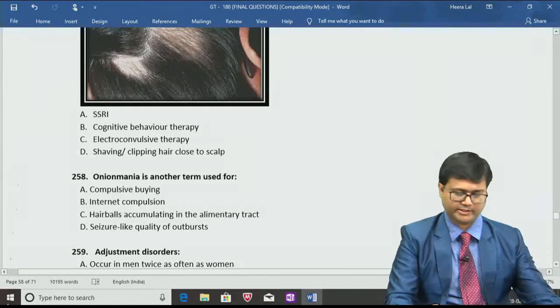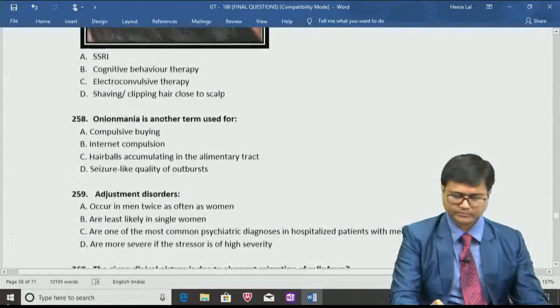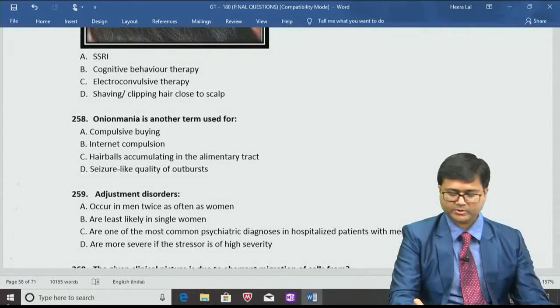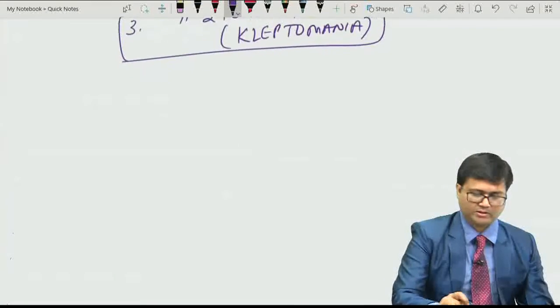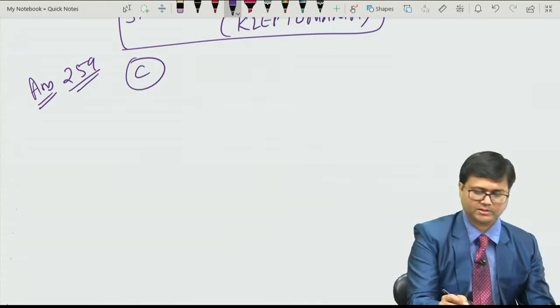Let us discuss the next question. Adjustment disorder. The correct statement is option C, that adjustment disorders are one of the most common psychiatric diagnoses in hospitalized patients with medical problems. So the answer to question 259 is option C.